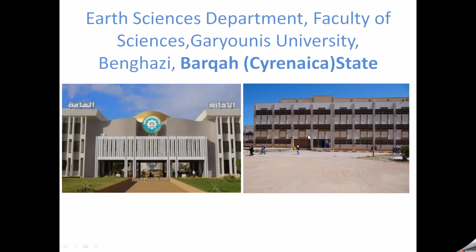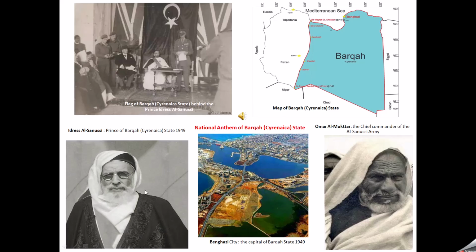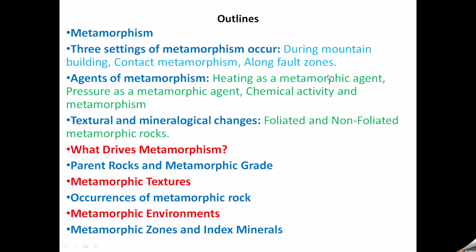This is the Department of Earth Sciences at Yunus University, and this is the main entrance of Yunus University. This is the Prince of Barga State, Cyrenaica State, Idris Sunusi, the founder of Yunus University. Here is the flag of Barga State behind Prince Idris, and this is the capital of Barga State, Benghazi City. This is the chief commander of the Sunusi Army, Omar al-Mukhtar. And this is the map of Barga State, or Cyrenaica State.